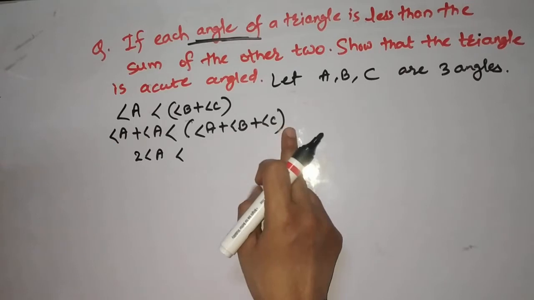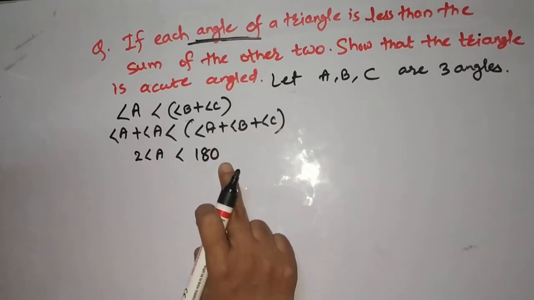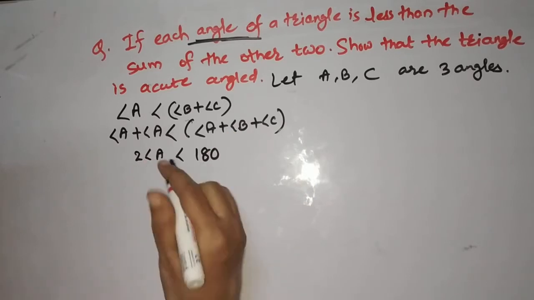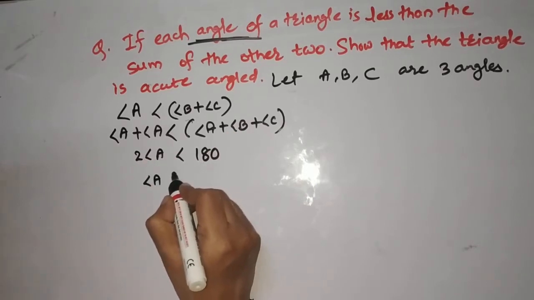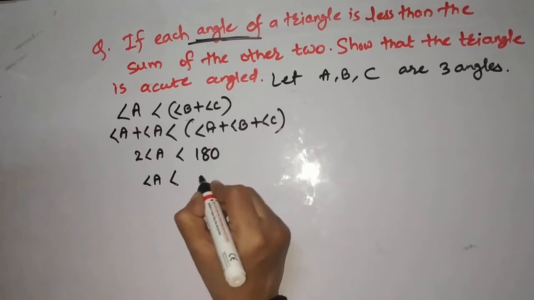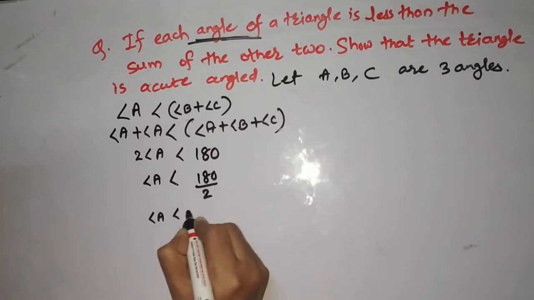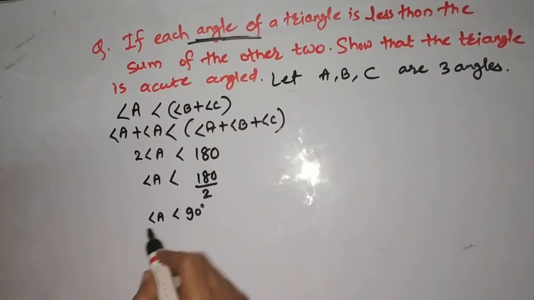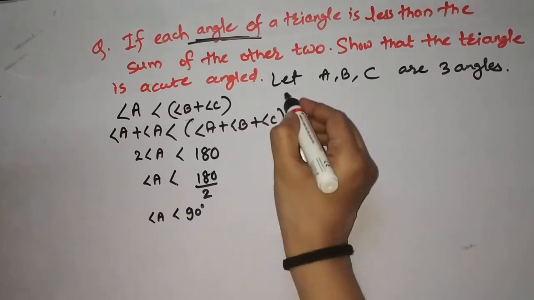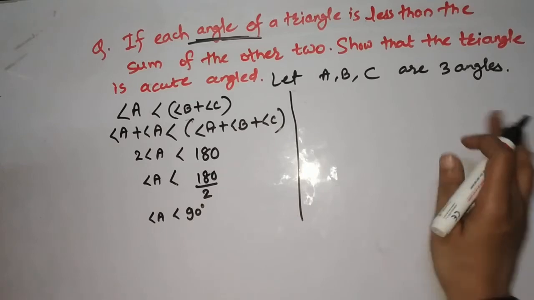angle A plus B plus C. What is that, friends? 180 degrees. The sum of the three interior angles is 180 degrees. So angle A is less than what? We'll get 180 divided by 2, meaning angle A is less than 90 degrees. This is the less than symbol. So angle A is less than 90 degrees. In the same way we'll show it for B and for C.